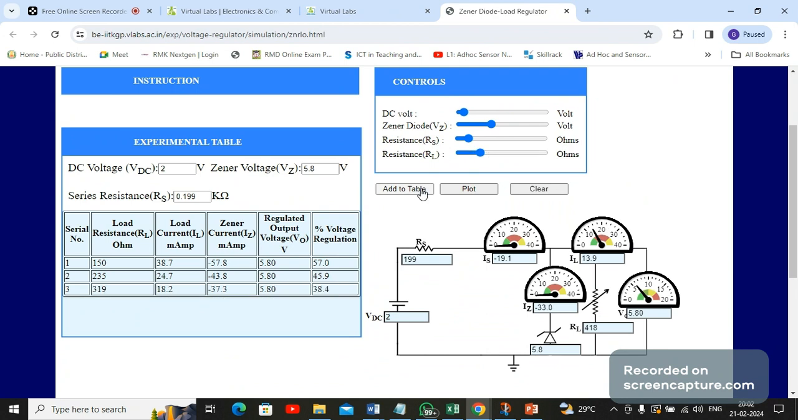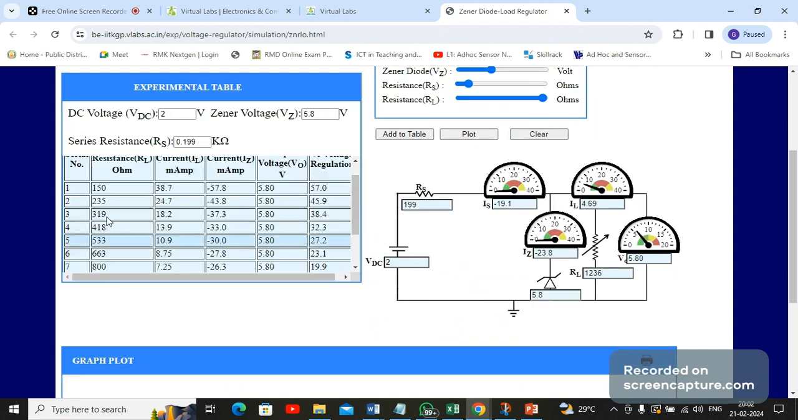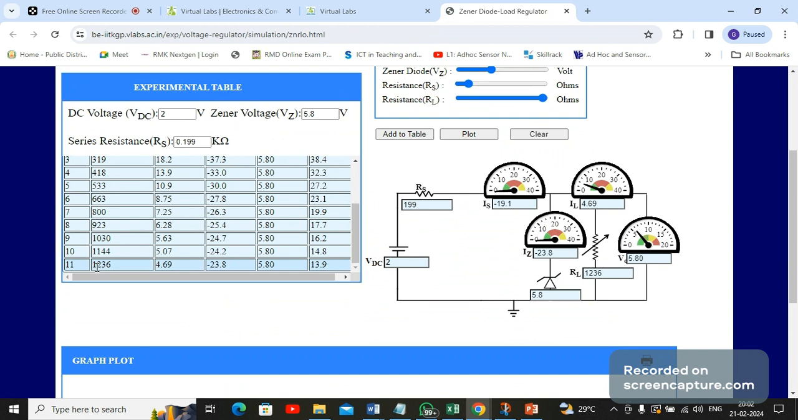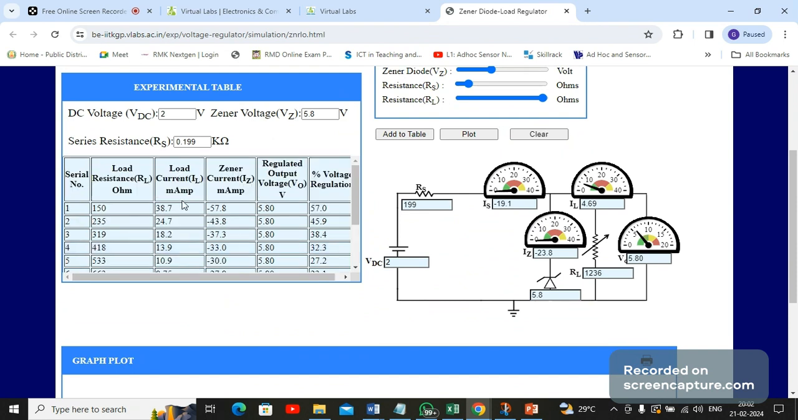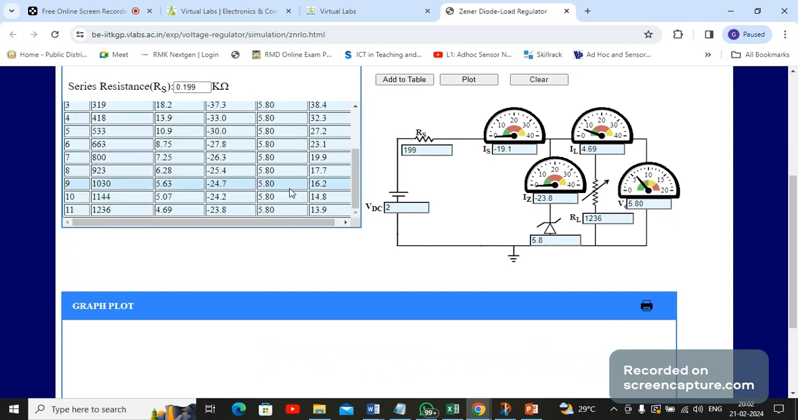I'm just varying the resistance. You could see the variations in your ammeter, that is, your load current ammeter. I'm varying the load resistance and entering the readings in the table. I could vary it up to nearly 1.2k or 1.25k. So from 150 ohm to nearly 1.24k, you could see variations in your load current, but the output voltage remains constant at 5.8. That is the Zener voltage, whatever we have given.